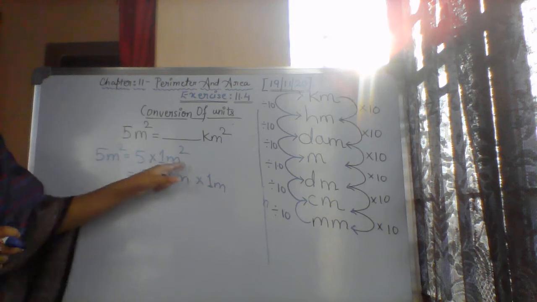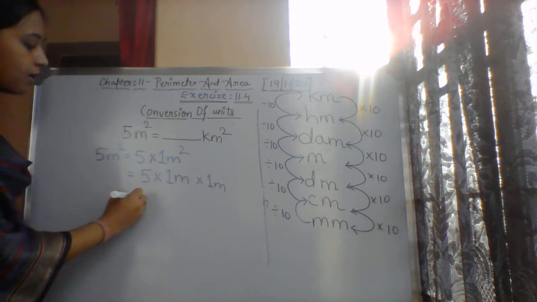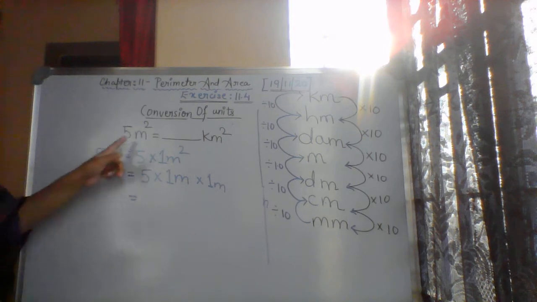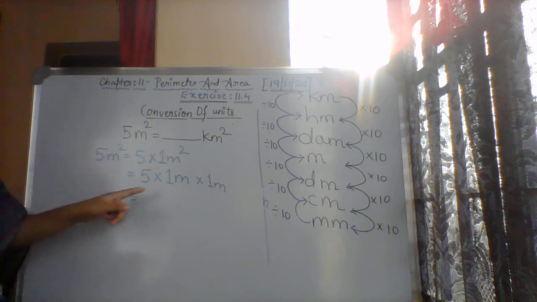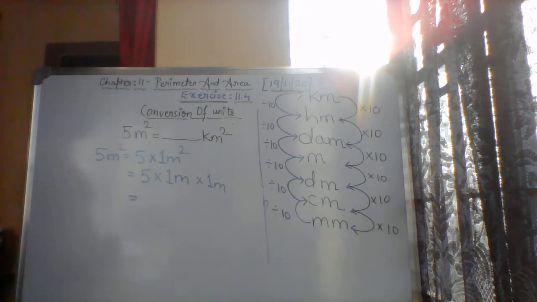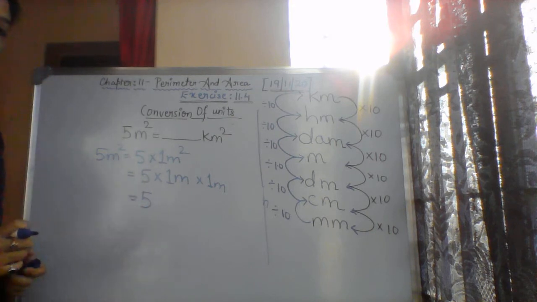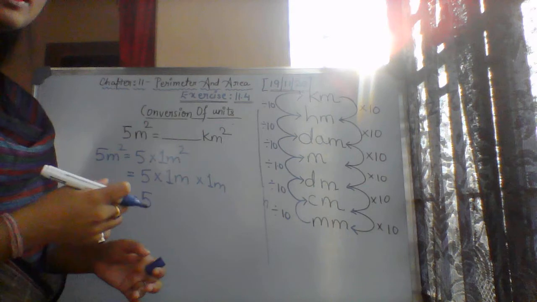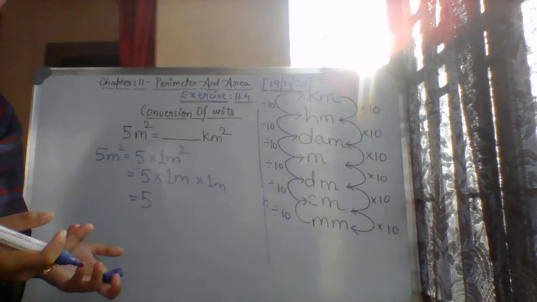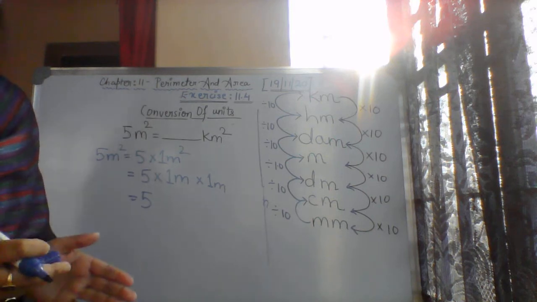Okay, 1 ones are 1, meter into meter, meter square and 5. Okay, now I want to convert meter square into kilometer square. So each meter I have to convert into kilometer. So that conversion you know. So now you see what basic you are having, that only we are applying here. And we are learning the new things. Okay, so using that basic we are learning new things.